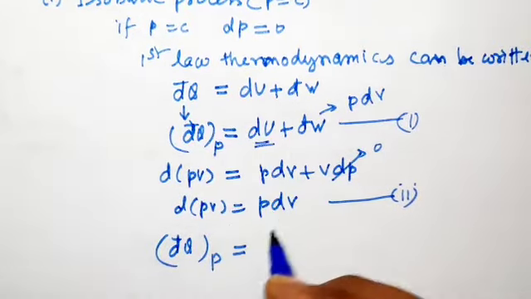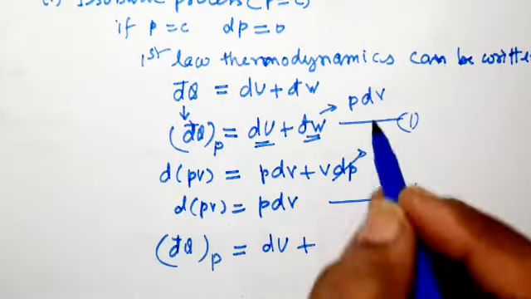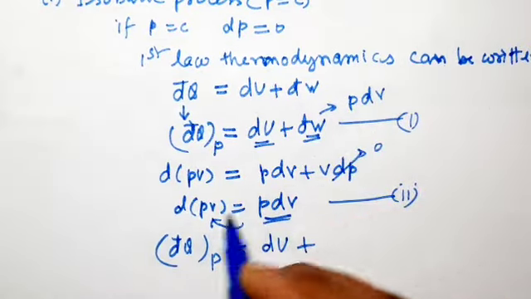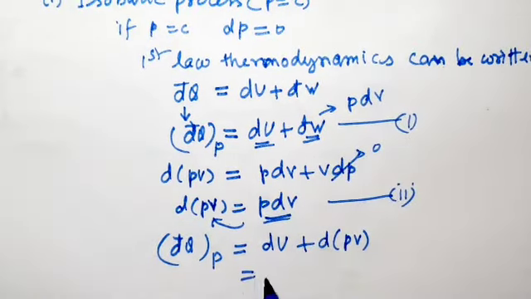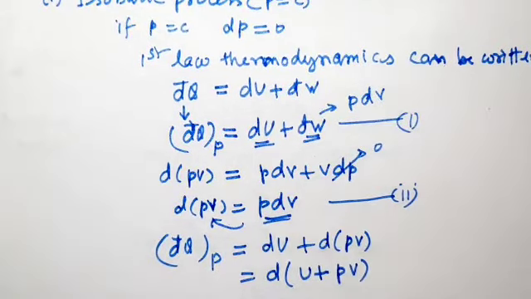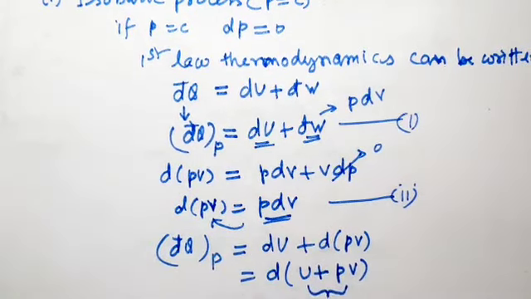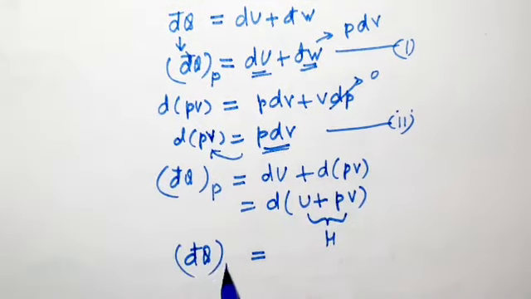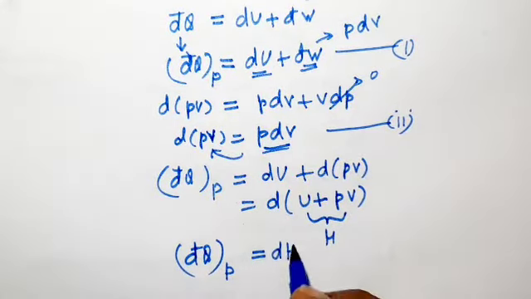So here this is dU plus this dW, which is equal to P dV. This P dV can be written as d(PV). Now we can take d common, so this can be written as d(U plus PV), and this term is H, enthalpy. So we can say del Q suffix P, del Q for constant pressure, is equal to dH.